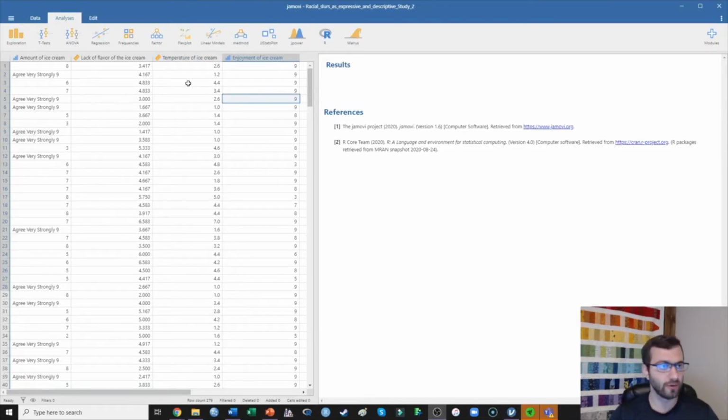So this is Jamovi, and what I need to do is go up to Regression, Correlation Matrix. This is going to test the relationships between all of those variables at the same time.